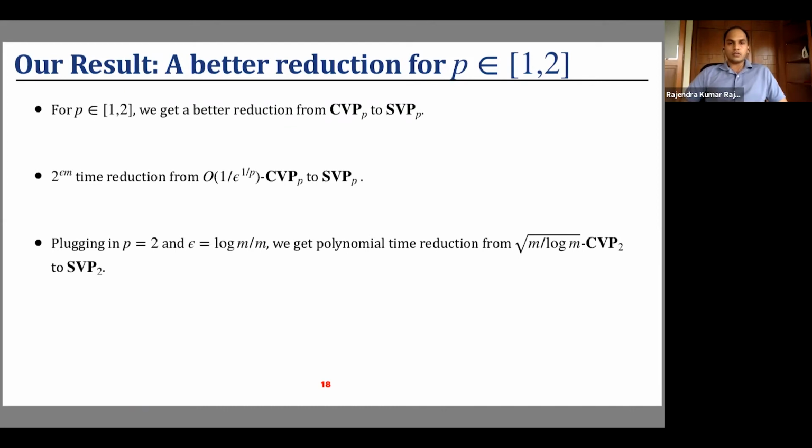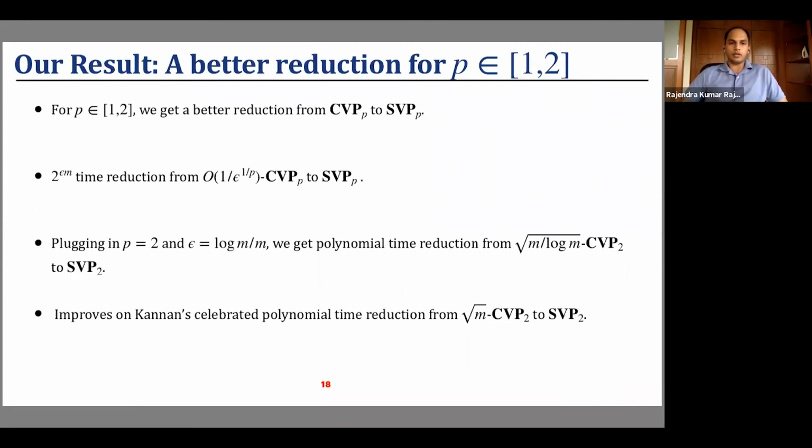One of the consequences of this result is that when we plug in p equal to 2 and epsilon equal to log m by m, we get a polynomial time reduction from square root of m by log m approximation of CVP_2 to SVP_2. This is an improvement on Kannan's celebrated polynomial time reduction from square root of m approximation of CVP to SVP. So these are all our contributions.